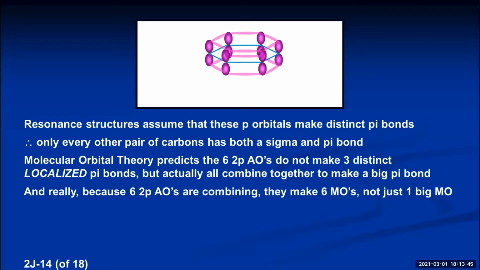So really, because 6 2p atomic orbitals are combining, they're really making 6 molecular orbitals, not just one big molecular orbital. So please understand that, because I did slightly state that wrong, but I'm trying to just simplify it a bit for us. So that big ring of those 6 p orbitals all merged together is really a combination of 6 molecular orbitals. So we don't call it one big pi bond. We want to give it a name to indicate that it's one big collection of many pi bonds or many pi orbitals. So we call it a pi system. And because the electrons are spread out over multiple atoms, we call it a delocalized pi system.